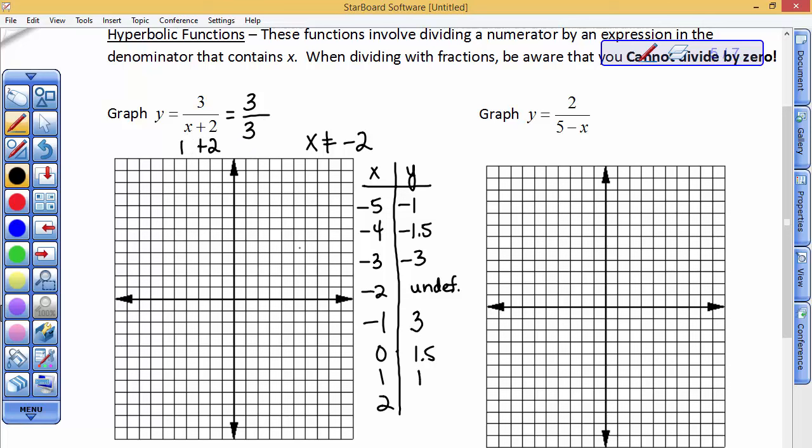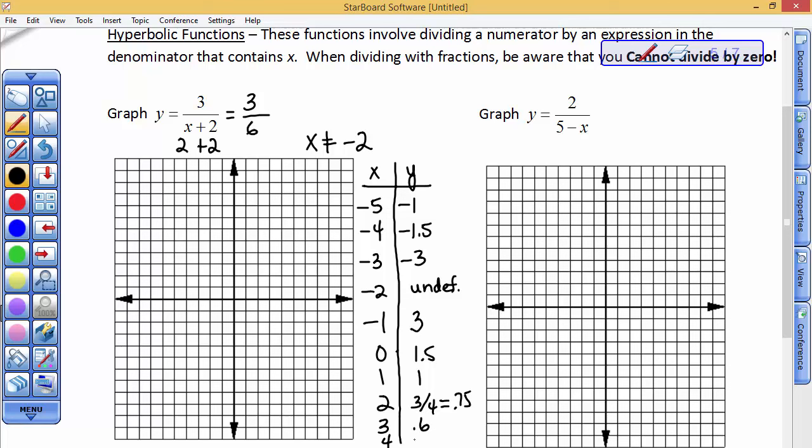And when I put a 2 in, 2 plus 2 in the denominator is 4, I get 3/4. I'm going to go ahead and write that as 3/4. It is 0.75. As these numbers get bigger here, if I keep going, 3 plus 2 would be a 5, 3/5, which is 0.6. The next would be 3/6, which is 0.5.